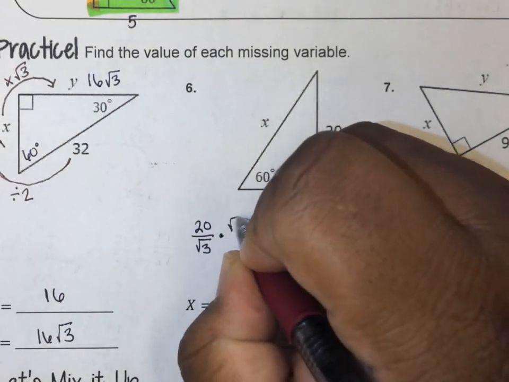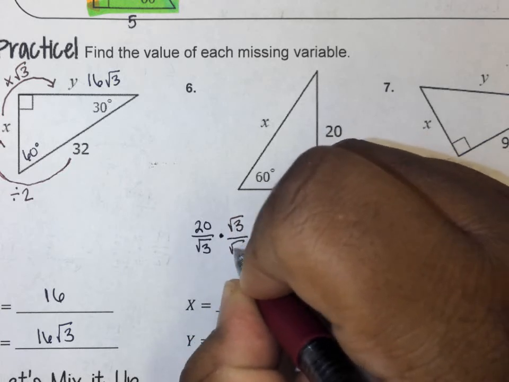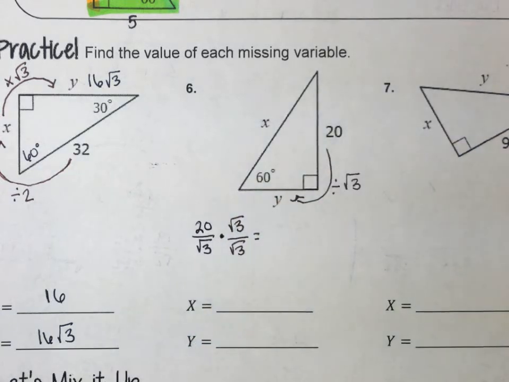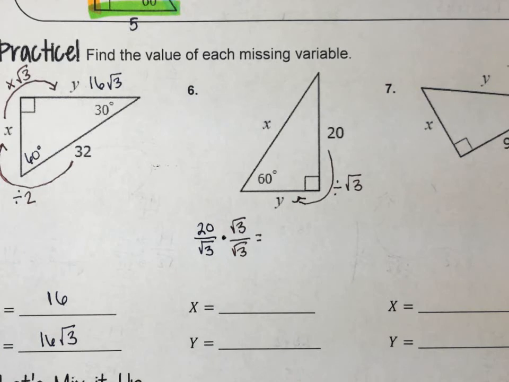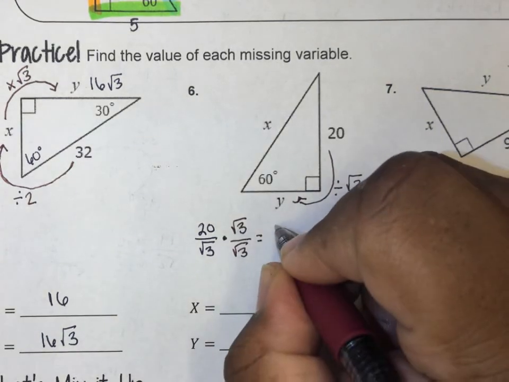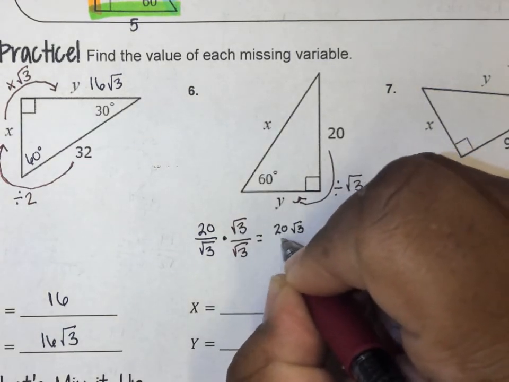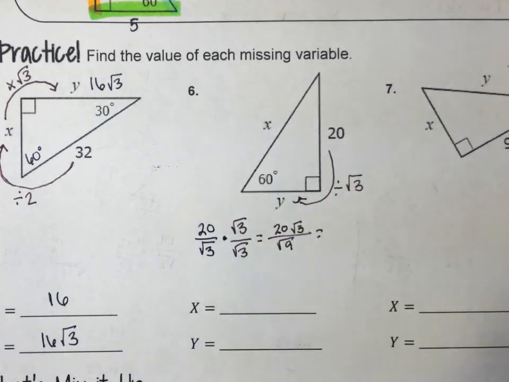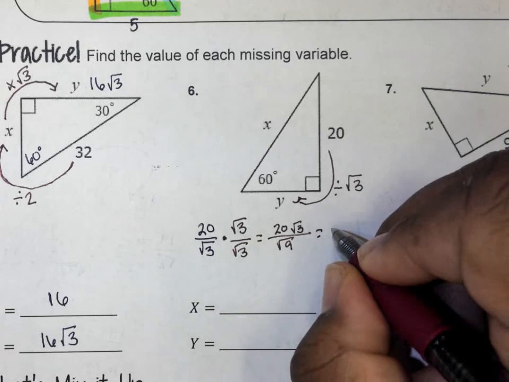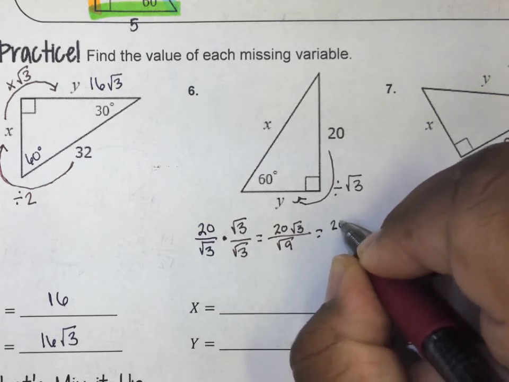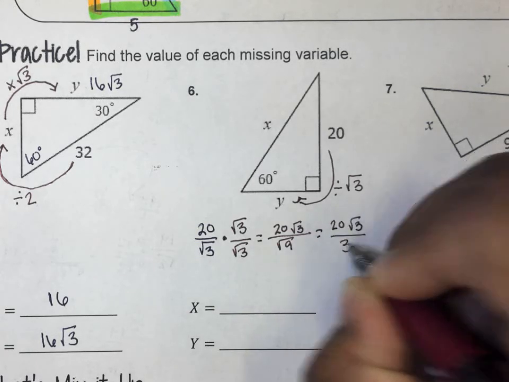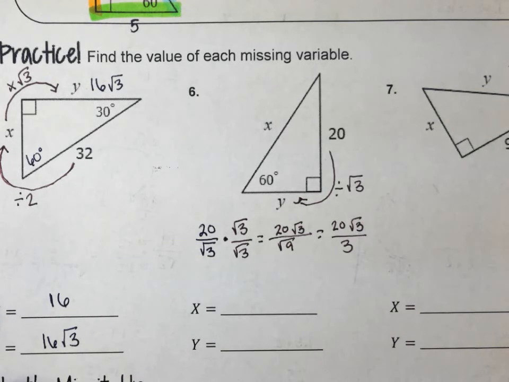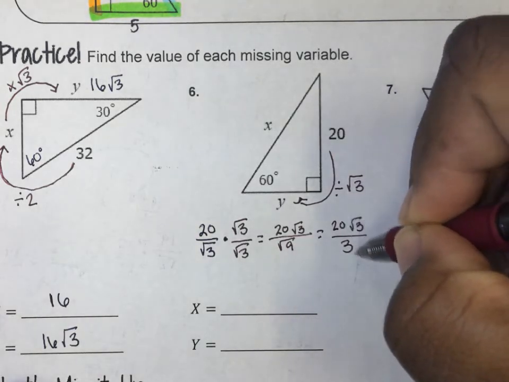Good. You're going to multiply by square root of 3 over square root of 3. That's multiplying by 1. So we're going to get that off the bottom. We'll clean it up. Here you're going to get 20 square root 3 over square root of 9. And then we can simplify that. Square root of 9 is 3. So 20 square root 3 over 3. And then the last thing you need to look at is if you could do the fraction here. It's 20 divided by 3.